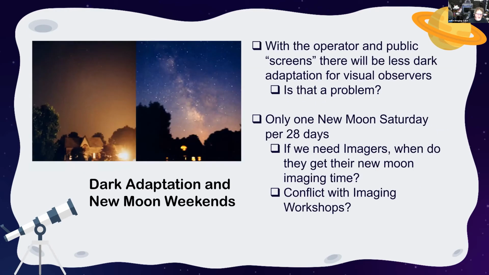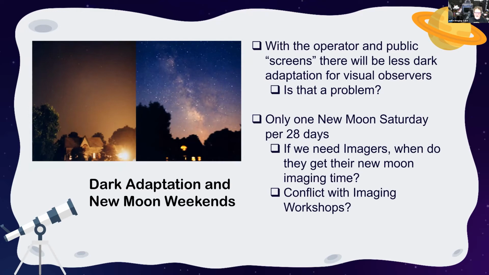Then there's the whole idea that the visual observers usually don't want imagers there because of the bright screens. They want to be dark adapted and whatnot. So, with people having to look at screens to deliver this, is that going to be a problem or not?